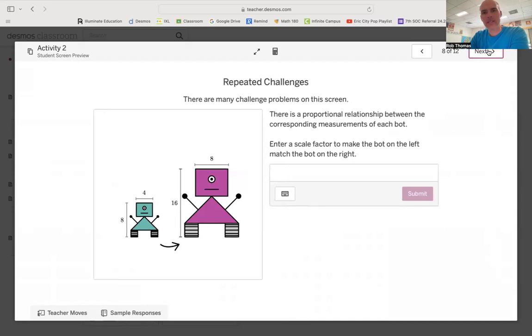Now here, this screen is the one that I'm not super happy with the way they use this arrow down between the green robot and the purple robot. Because on this one, whatever scale factor you enter into the box is going to affect the green robot. And that doesn't seem right to me because the green robot is supposed to be the original, the way the arrow's pointed. So I don't know if that's just a mistake or if Desmos sees it differently the way I do, whatever. But this one says repeated challenges. And each time you're just going to enter a scale factor that makes the green robot match the purple robot.